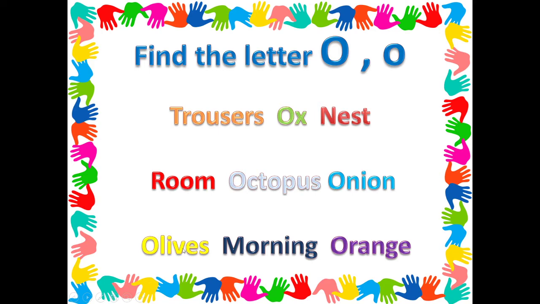Olives. Of course it has an O. It's at the beginning of the word. O, olives. Now, morning. M-O, morning. Here's an O. O small in the middle of the word. Now, orange. O capital at the beginning of the word. Of course, it has an O.